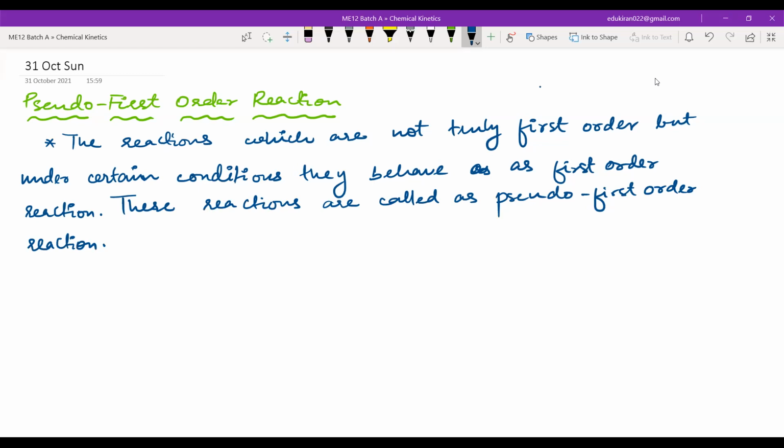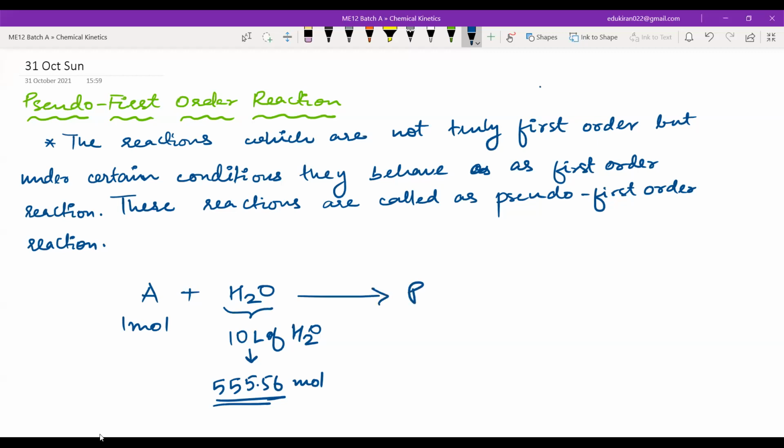So for example, please see the example. You have, let us say, a reactant A, and the second reactant is water. Now let us suppose that we have 1 mole of A, and we have, let us say, 10 liters of H2O. 10 liters will mean how much? 55.56 moles is in 1 liter. So 10 liters will have 555.56 mole of H2O. Okay.